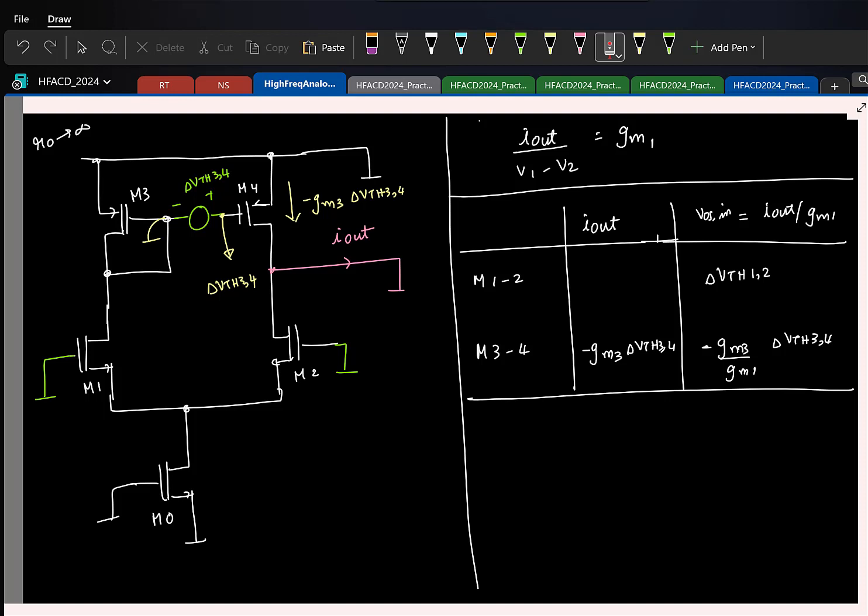Offset happens if for 0 inputs, you should be getting 0 output. If that doesn't happen, there is an offset, right? And that offset will happen only if there is a mismatch between two supposedly identical devices. Let us say there is no mismatch between M1, M2, M3, M4. They are perfectly matched. But let us say compared to what you thought, GM of M1 and M2 have changed. That is okay. There is no offset, which means GM has changed. Some things will change in your small signal calculations, but offset is not there.